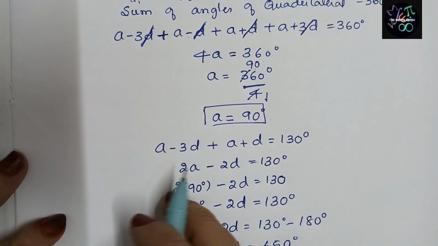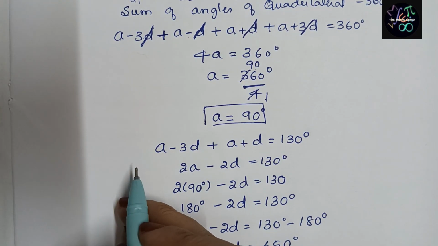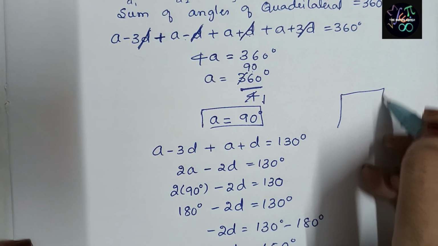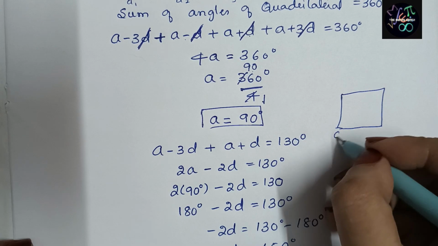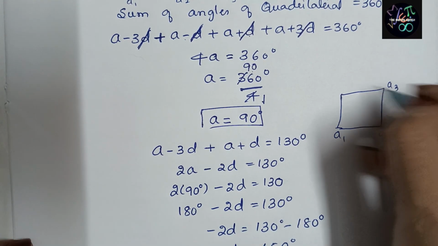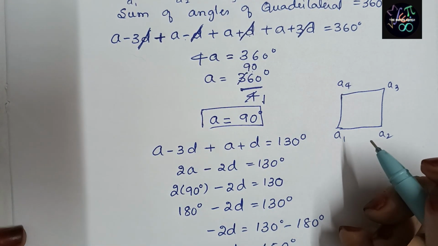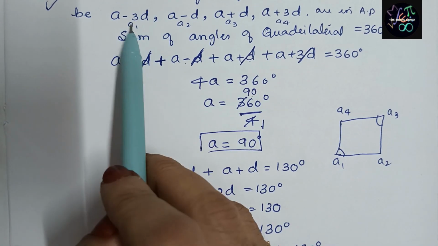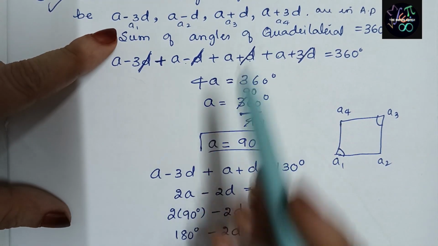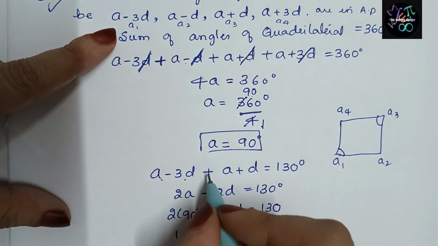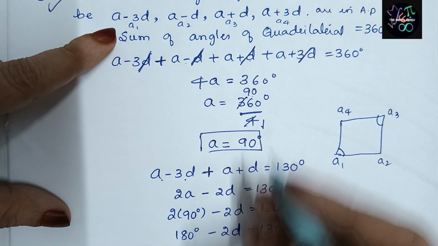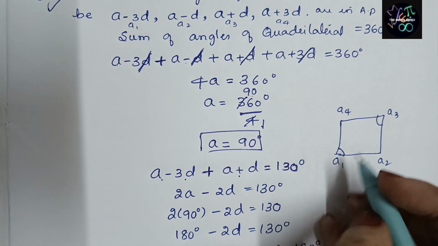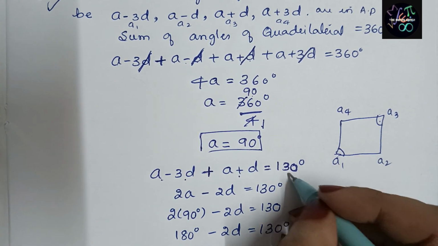Let us see what they have told in the question, a pair of opposite angles. For example, I will write here A1, A2, A3, A4. We can see that A1 and A3 are opposite. A1 is a minus 3d plus A3 is a plus d, which is equal to 130 as given in the question. The sum of a pair of opposite angles is 130 degrees.